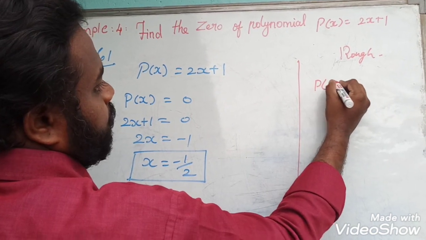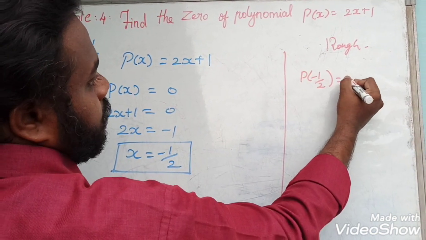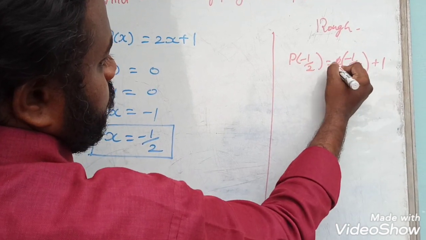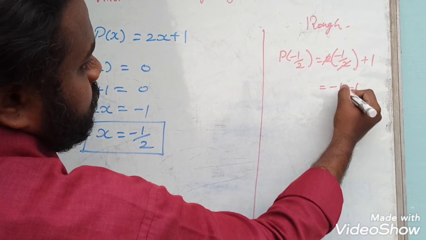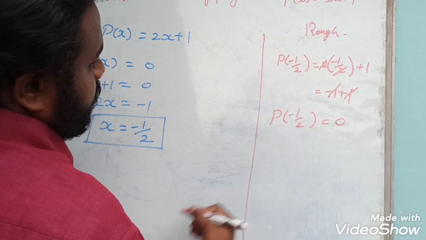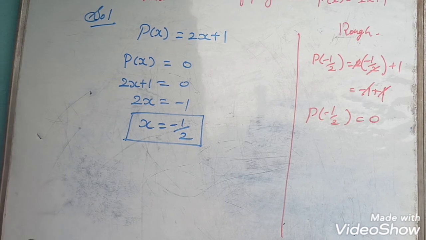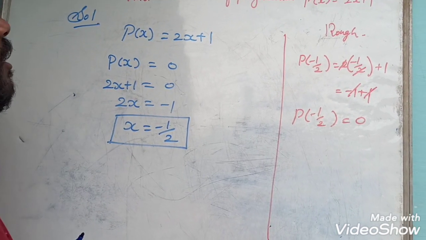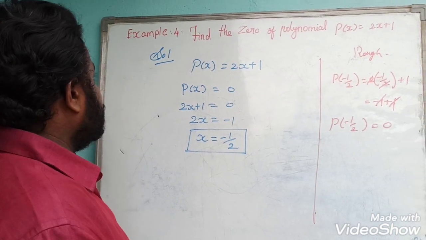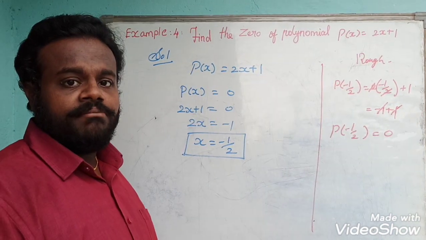So p of minus 1 by 2 I take. 2 into minus 1 by 2 plus 1. So the 2 gets cancelled. Minus 1 plus 1. So p of minus 1 by 2 becomes 0. So x equal to minus 1 by 2 is the zero of the polynomial p of x equal to 2x plus 1. So we find it is correct. Next we move on to example number 5.